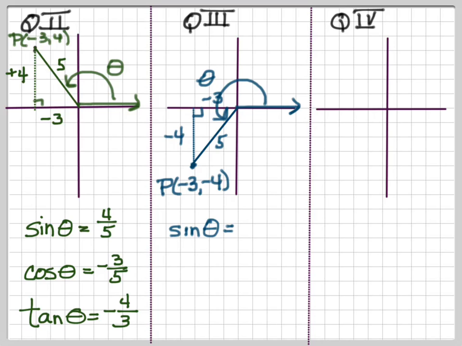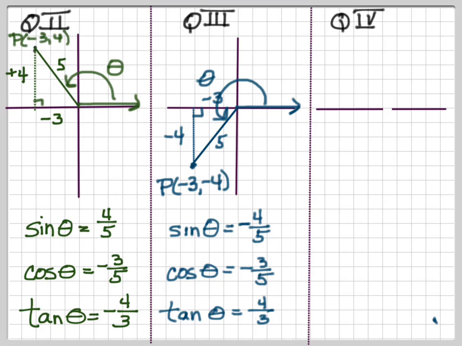So now our sine will be -4/5. Our cosine is -3/5. And our tangent is -4 over -3, but remember a negative over negative is a positive, so it'd be 4/3. Are you seeing how the values are the same except for changing from positives to negatives and negatives to positives? Okay, let's take a look at what happens in quadrant 4.